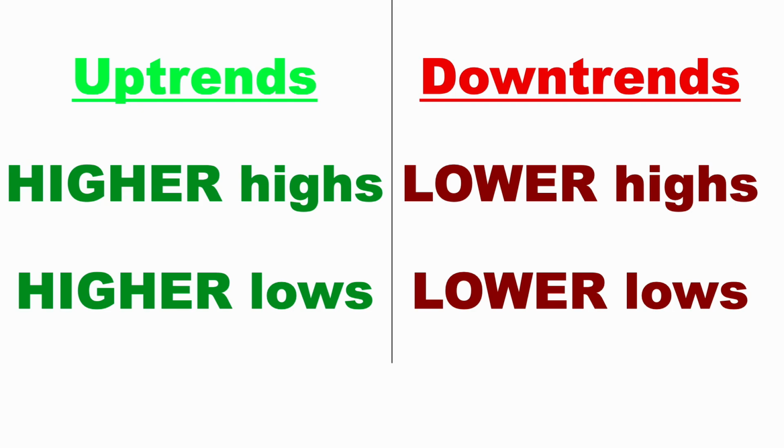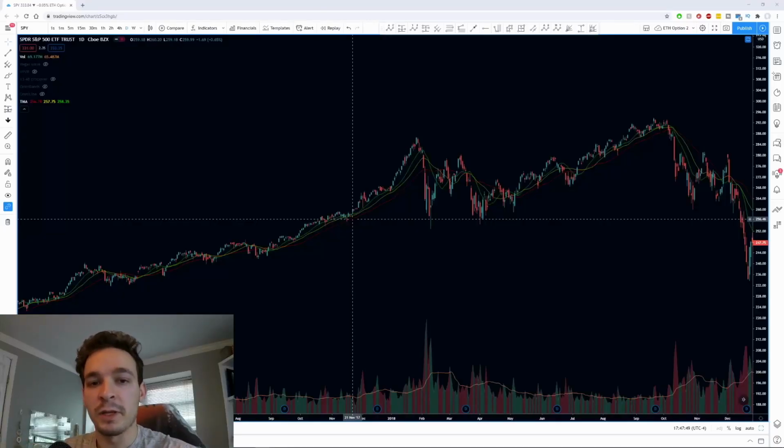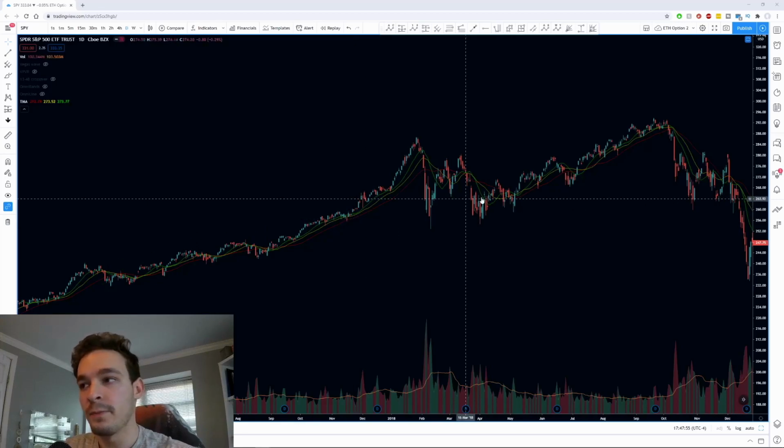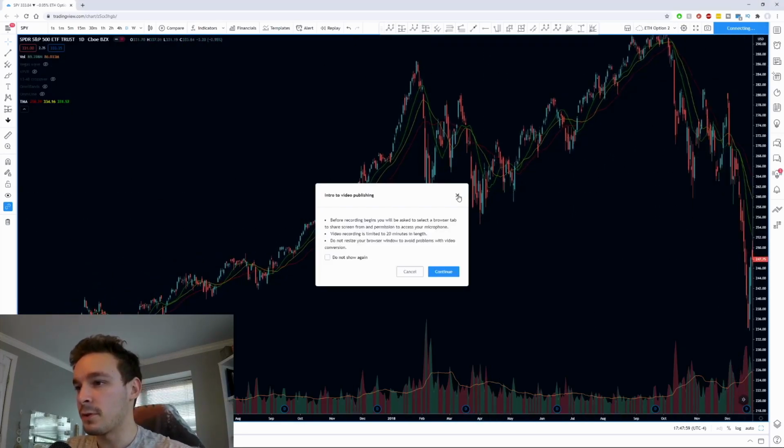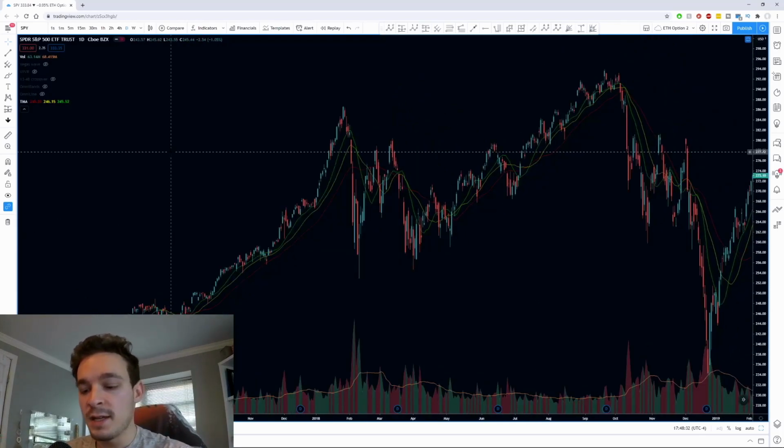So if we just go ahead and take a look at a chart, I have SPY open here, but you can use any chart, any time frame, it doesn't matter. These definitions and trends will hold along all of them. So on the daily chart here, I'm going to make this a little bit more vertical here. And the first thing I said is that you need to have higher lows and higher highs. Now, what does this actually mean?